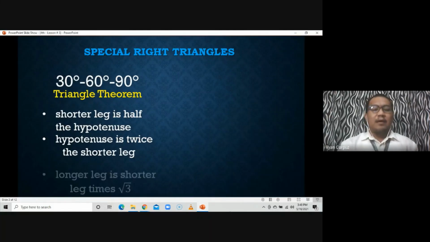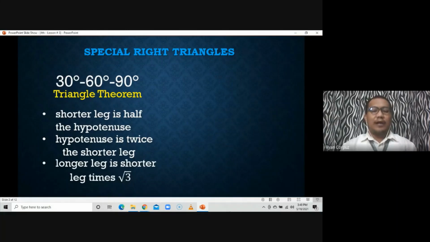Just multiply the shorter leg by 2, you'll already find out the measure of the hypotenuse. Then third, longer leg is shorter leg times square root of 3. So in order for you to find out the longer leg, it is shorter leg times square root of 3. So if you have the shorter leg, just multiply the shorter leg by square root of 3, then you'll find out the measure of the longer leg. That is in a 30, 60, 90 special right triangle.